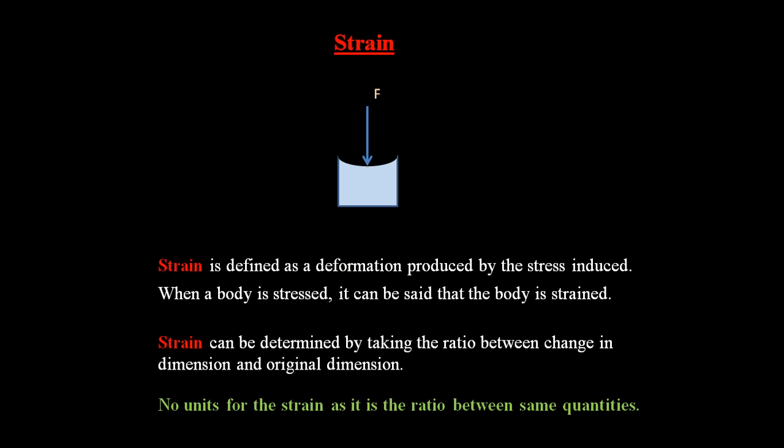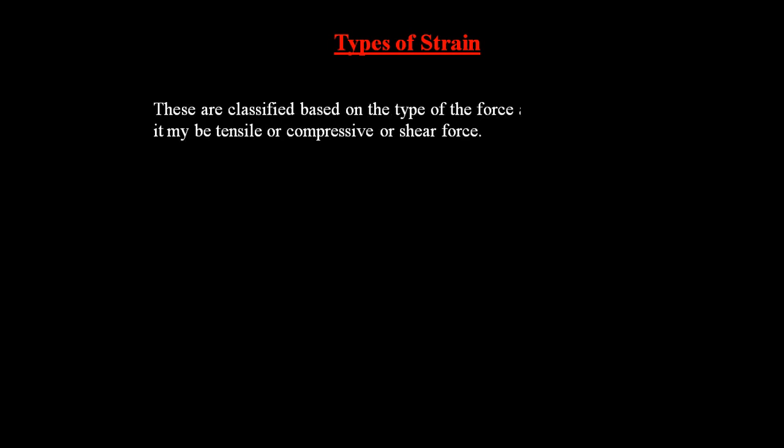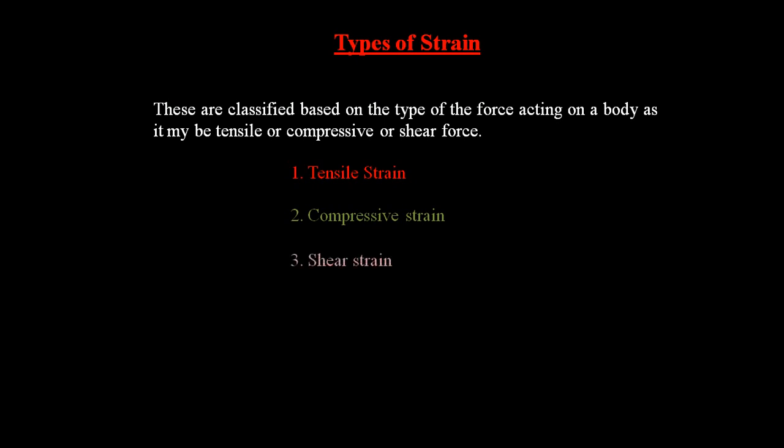And next we try to discuss about types of strains here. So there are again different types of the strains, and these are classified based upon the type of the force acting over the body, that may be tensile or compressive or shear force. So based upon that again we can classify as first one is tensile strain, second one compressive strain, and third one is shear strain. And there is another special type of the strain, that is volumetric strain. Okay, now let us look at the definition for each and every strain.